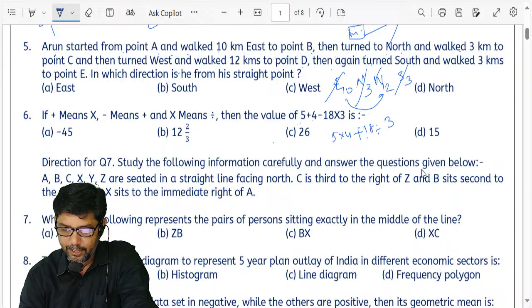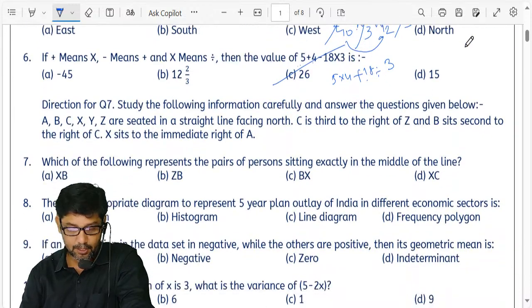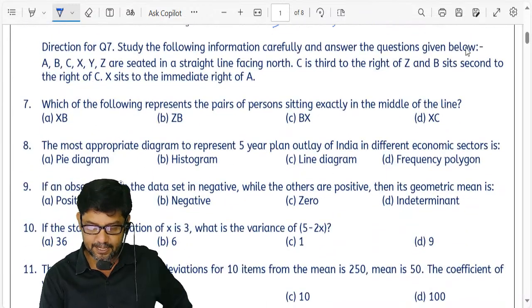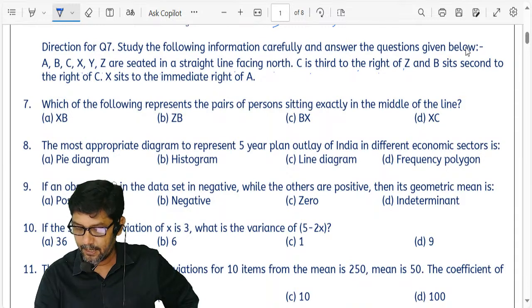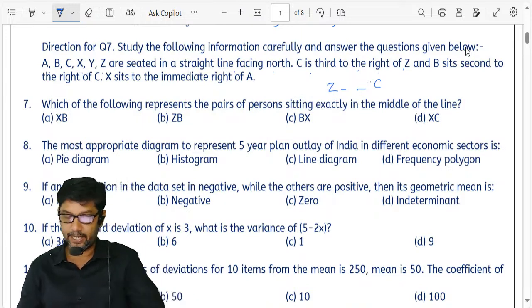So 6, 20, 26 is the answer. Am I right, my dear? Next. A, B, C, X, Y, Z are seated in a straight line facing north. C is third to the right of Z.